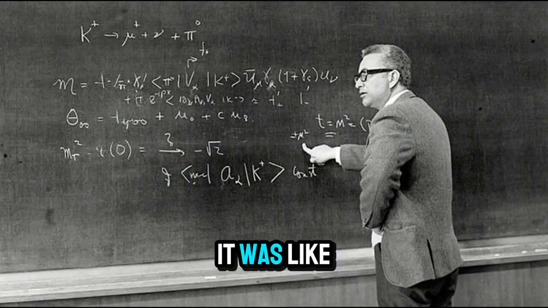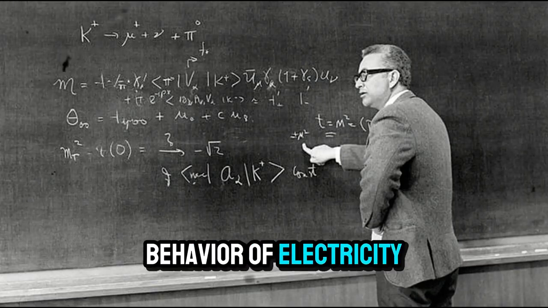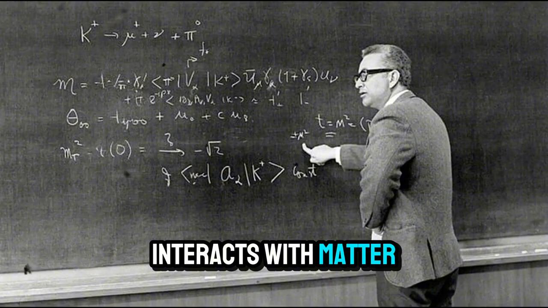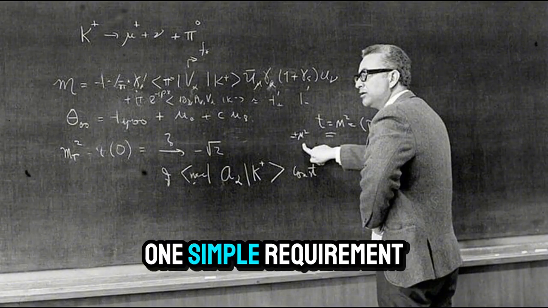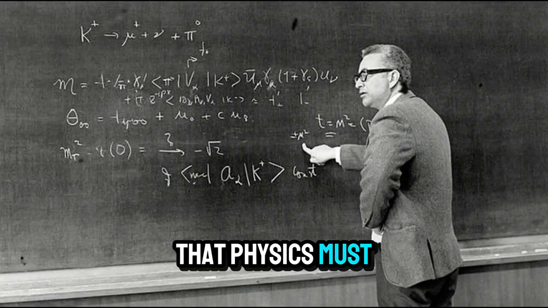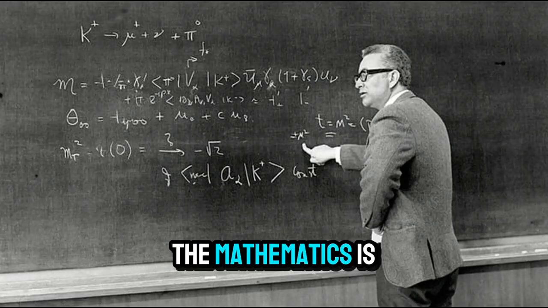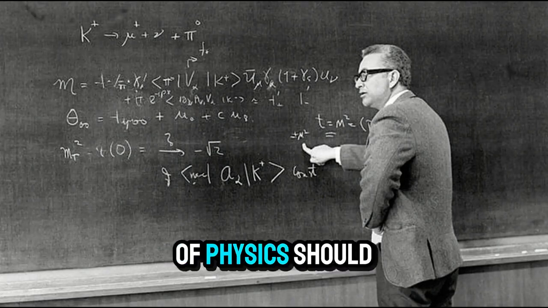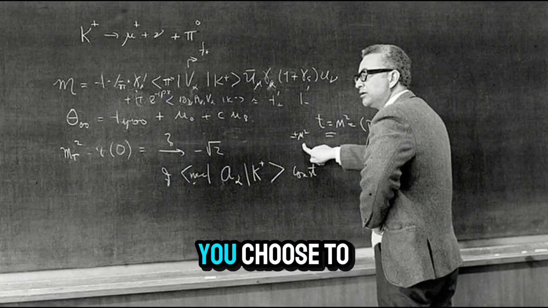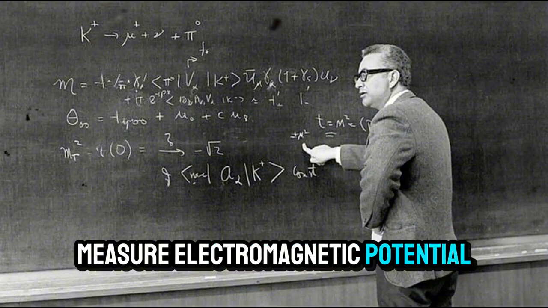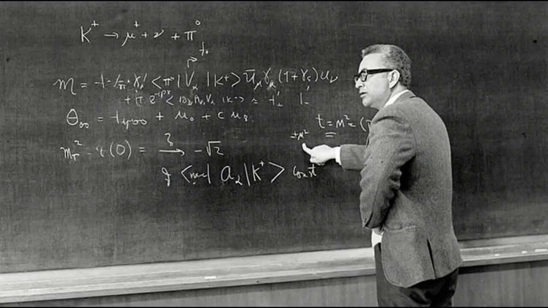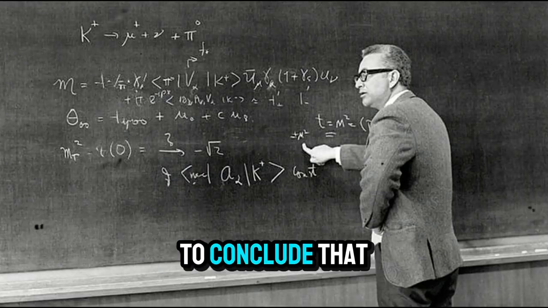When I first understood this, it was like seeing the skeleton of reality. All the complex behavior of electricity and magnetism, all the intricate ways that light interacts with matter, all of it emerges from this one simple requirement, that physics must be gauge invariant. The mathematics is breathtaking in its elegance. Start with the simple requirement that the laws of physics should be the same regardless of how you choose to measure electromagnetic potential.